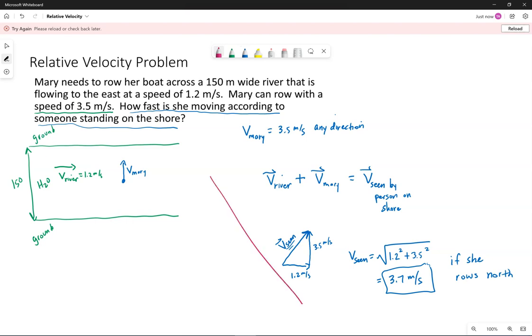The other option, though, is if she's trying to move directly north, meaning she's not rowing north, she's rowing in a direction to actually travel north, meaning the velocity seen by a person standing on the edge is directly north. So the person is seeing her row directly across the river. Well, we know the river is to the right.